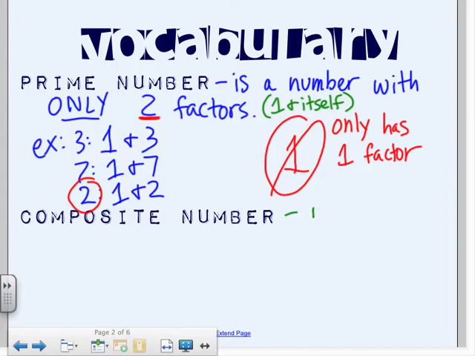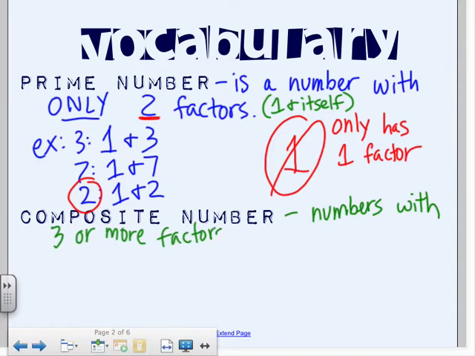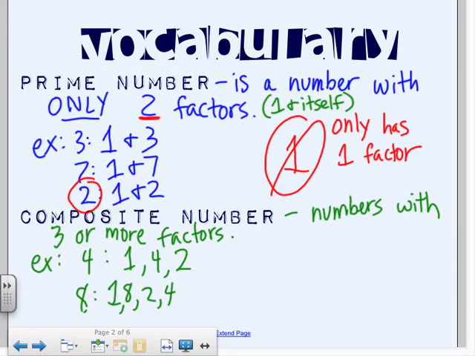Composite numbers are numbers with more than two factors, so 3 or more. So really any even number other than 2 is going to be composite because it's going to have 2 as a factor, right? 4's factors are 1 and 4 and then 2. If you did 8, you have 1 and 8 and you have 2 and 4. So as long as there's at least one other factor other than 1 in itself, that makes it composite. So again, 1's not either prime or composite. So we're really talking about starting at the number 2. And 2 is our first prime number and our only even one.